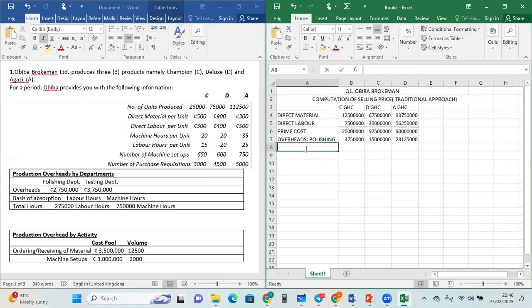Now let's do the overhead for another one.